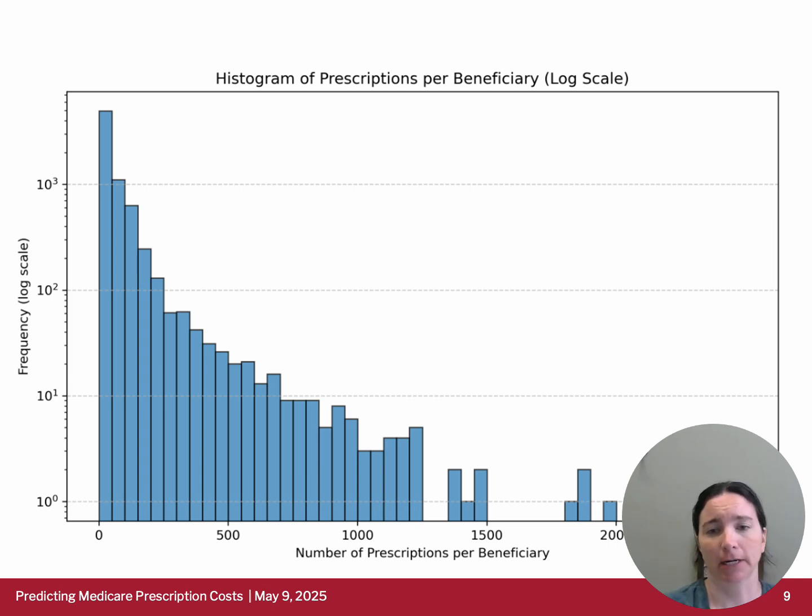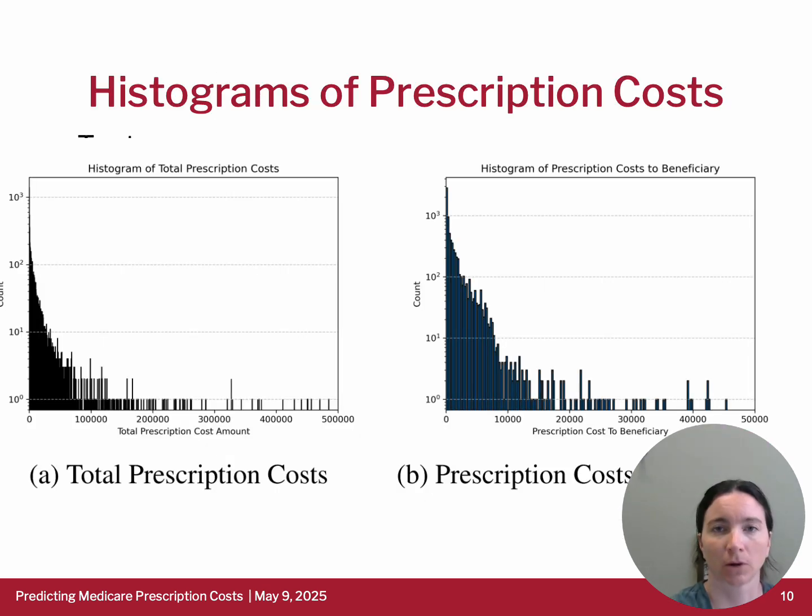We can see from the histogram of number of prescriptions that the data are quite skewed. There are a smaller number of individuals who have a high number of prescriptions, and the vast majority of individuals have a much smaller number of prescriptions. So we actually ended up presenting these on a log scale. We see the same phenomenon with the total prescription costs as well as the cost to the beneficiaries themselves. So these data are also presented on a log scale.